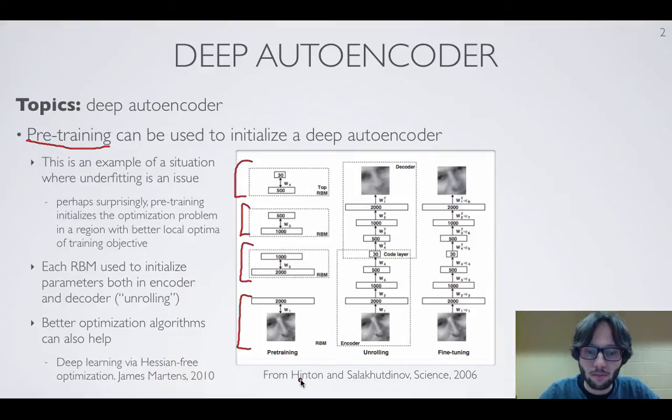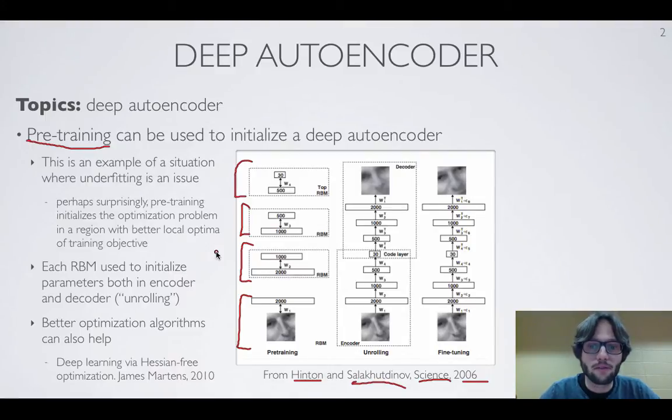This was a result presented by Geoff Hinton and Ruslan Salakhutdinov in Science in 2006. That's somewhat surprising because I've argued thus far that pre-training with unsupervised learning was useful to obtain good regularization, so to fight overfitting. And here it seems we're actually fighting underfitting. So this perhaps means that unsupervised pre-training doesn't play only a role of regularization, but can sometimes be useful for improving the quality of the optimization.